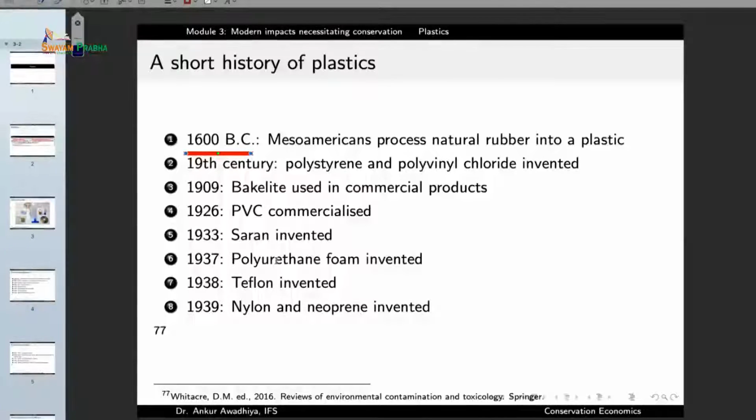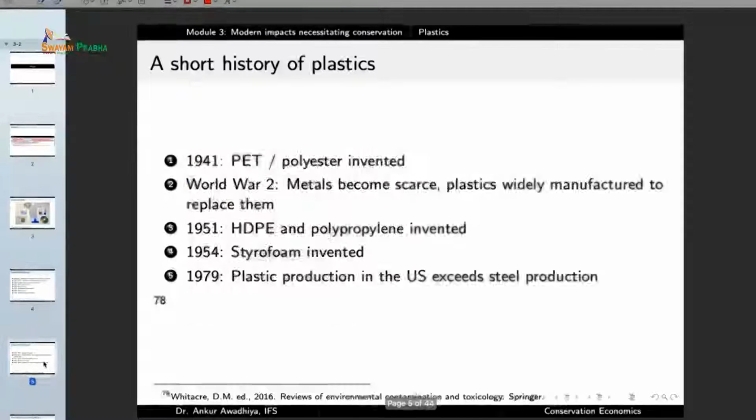In 1909, we have bakelite that was used in commercial products. In 1926, polyvinyl chloride was commercialized, and so it reached into the homes of a number of people. In 1933, sarin was invented. In 1937, polyurethane foam was invented. In 1938, Teflon got invented. In 1939, we have nylon and neoprene. In 1941, we have polyester and PET.